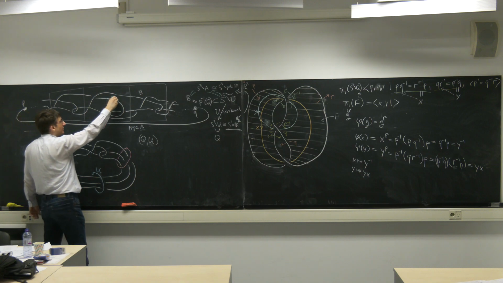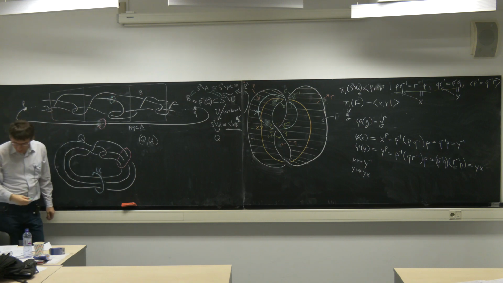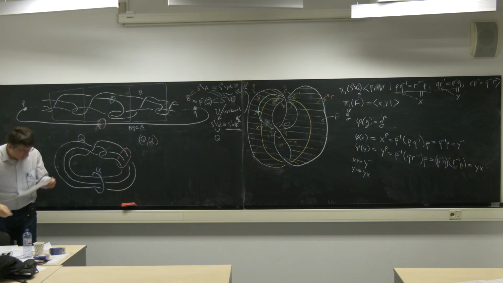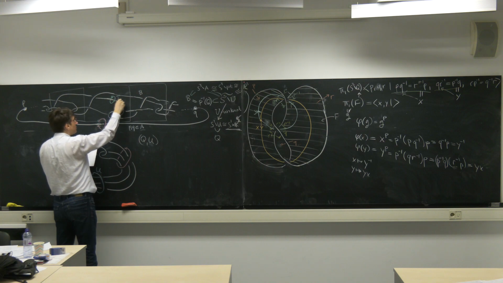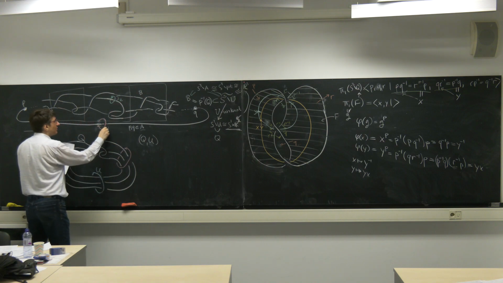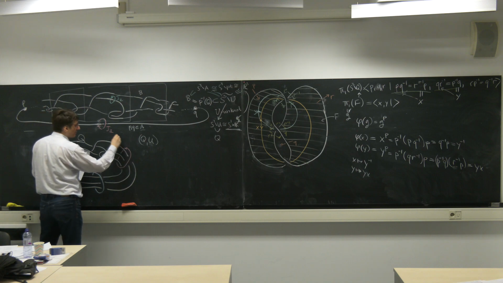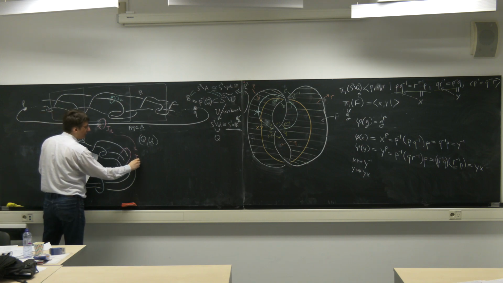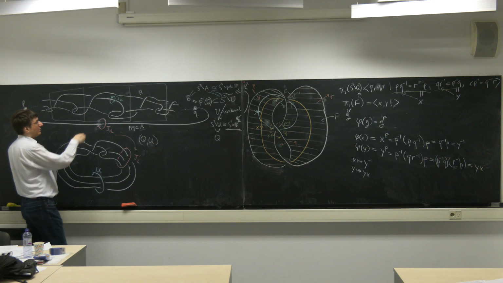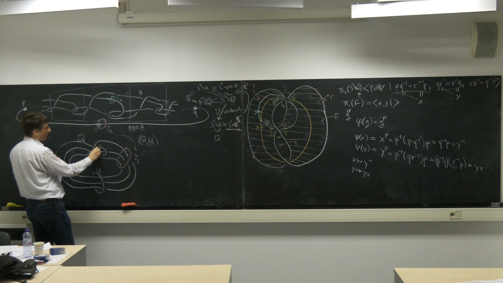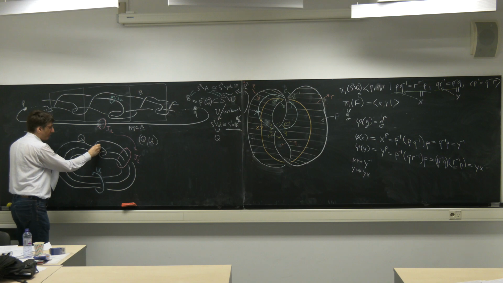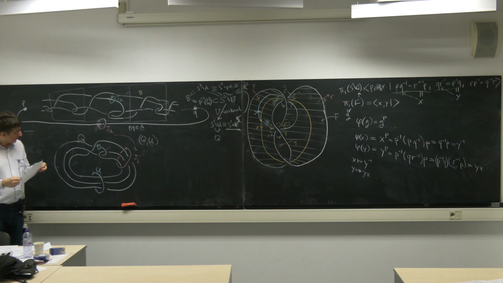So let's look at the images of these meridians. I think I call this J1. No, this is J2, and this pink one is J1. So this one will go here, and this one will go where? Here.